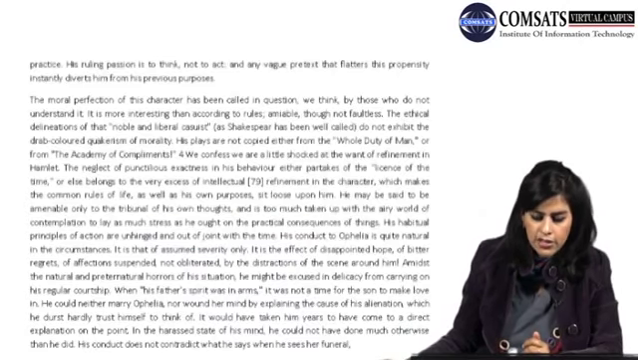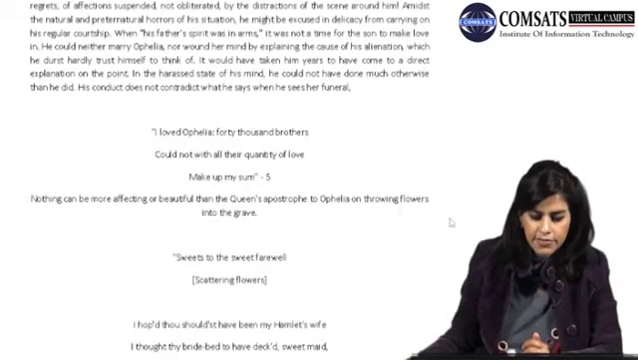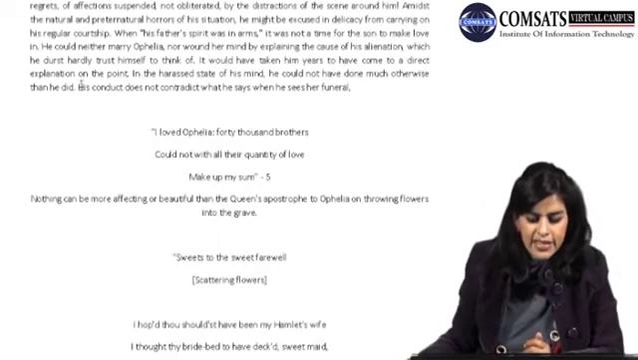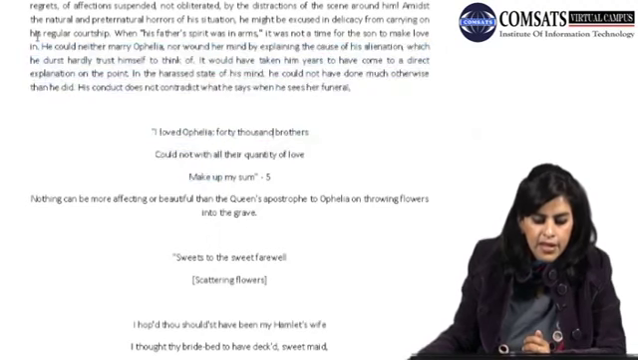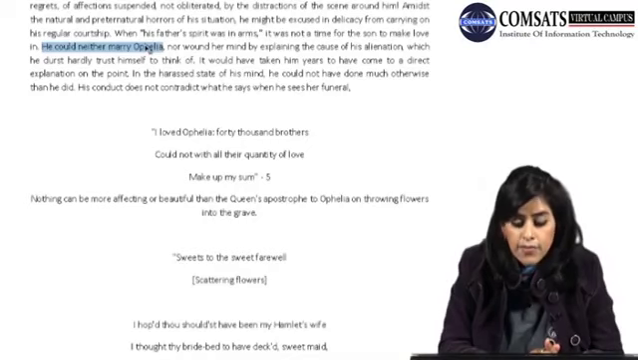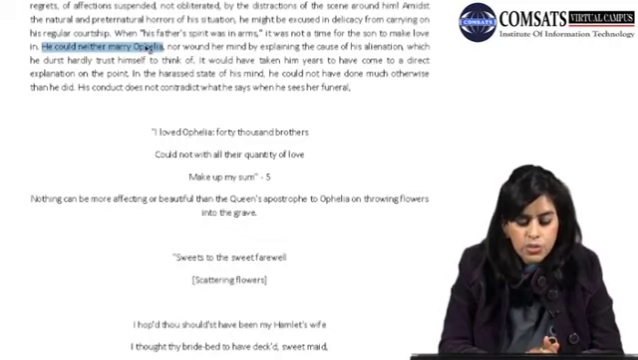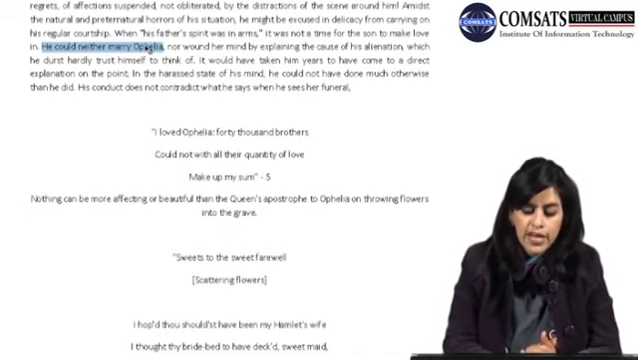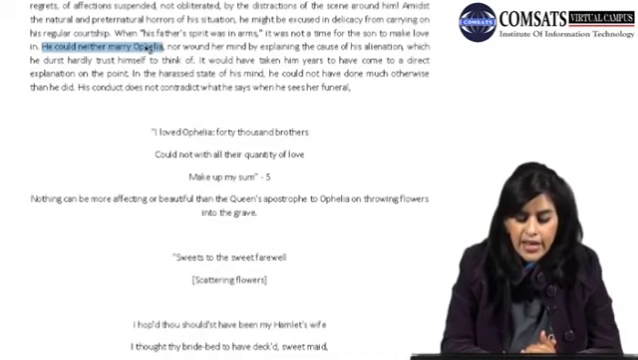Now moving on to the end of the essay, he's conducted. Now let's start reading from here. I have highlighted it for you so that you can see that. He could neither marry Ophelia nor wound her mind by explaining the cause of his alienation, which he durst hardly trust himself to think of. It would have taken him years to have come to direct explanation on the point in the harassed state of his mind. He could not have done much otherwise than he did.